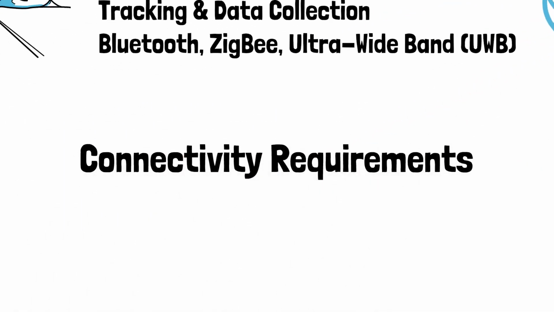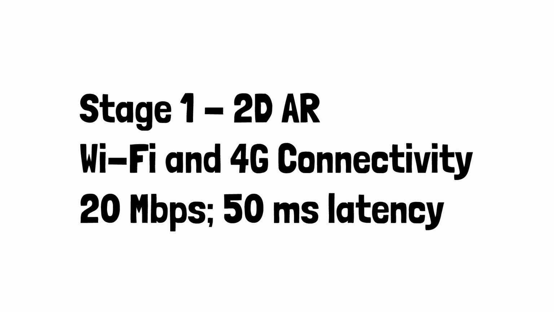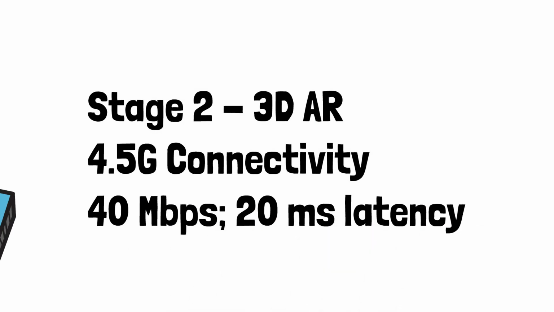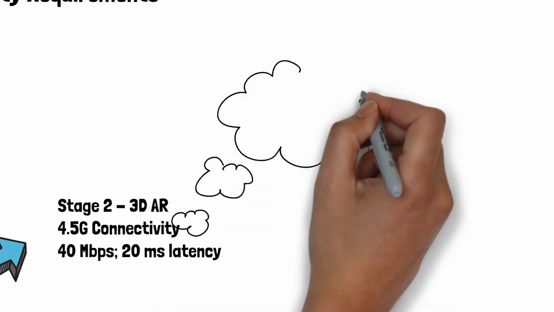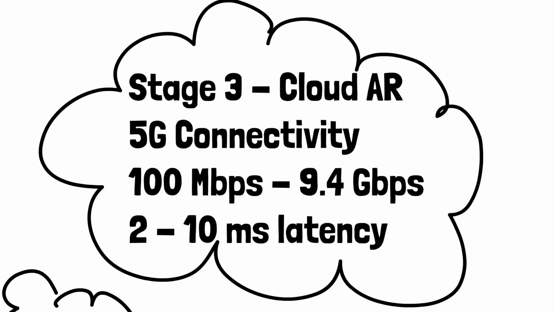The development of MAR systems can be divided into three stages. Stage 1 is 2D AR with local image and text overlay, and the connectivity requirement is 20 megabits per second and 15 millisecond latency. Stage 2 requires streaming at 50 megabits per second and 20 millisecond latency to support 3D AR with uploaded images and cloud-based multimedia response. And in the future, Stage 3, cloud MMR with cloud-based image re-rendering, requires 5G streaming at 100 Mbps to 9.4 gigabits per second and only 2 to 10 millisecond latency.